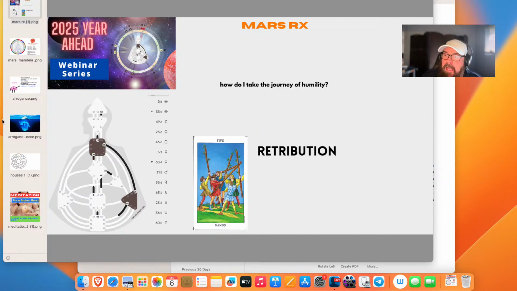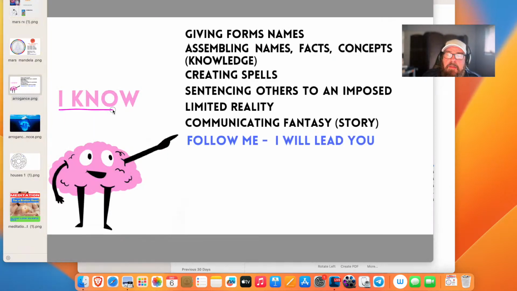So if we go back, right? Because this is, I know I can lead you. That's the voice of the 31 in the shadow. I know that I can lead you. And this is the brain, right? The walnut in the head. And so it all starts with language, right? Starts with giving forms, the forms that we see out in the world, names. We name them.